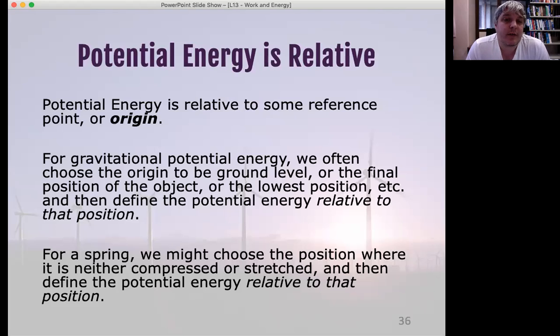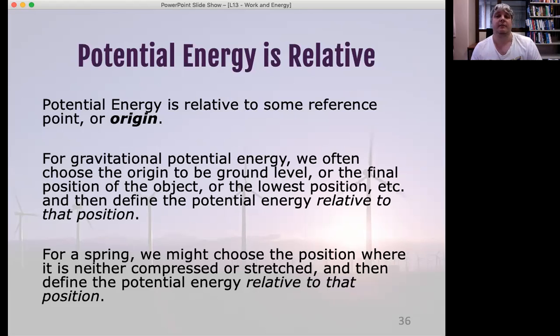Potential energy, though, is always relative to some point or origin. We talked about the idea that you lift an object up some height h, you give it potential energy of mgh. That means that if you choose your h position to be 0 at some point, then at that location, that object has no potential energy. What we'll generally do is choose potential energy origin as being ground level, or the final position of the object, or the lowest position, etc. There's no one strict rule, but usually one of those is going to be a suitable choice. Then you define the potential energy relative to that position.